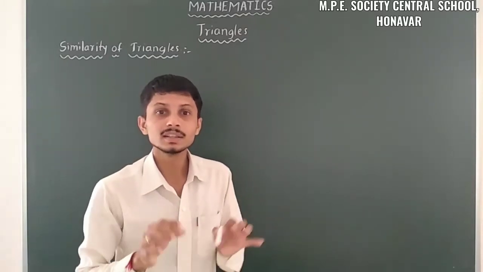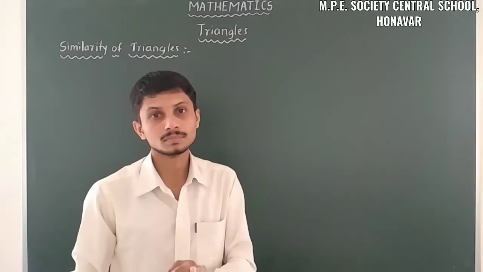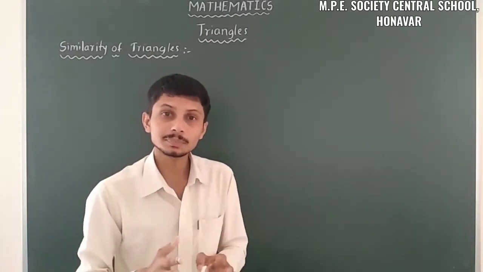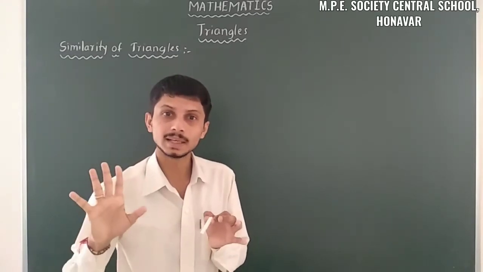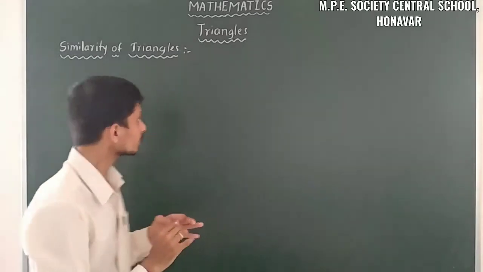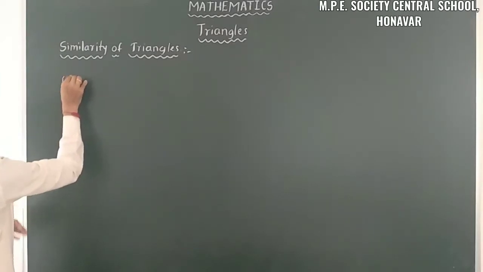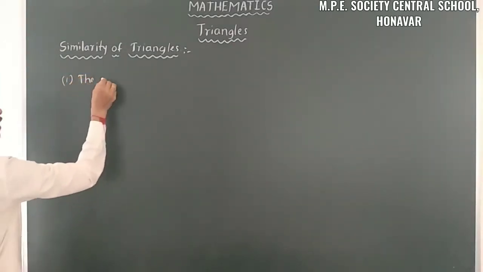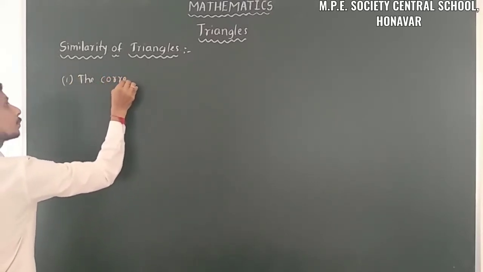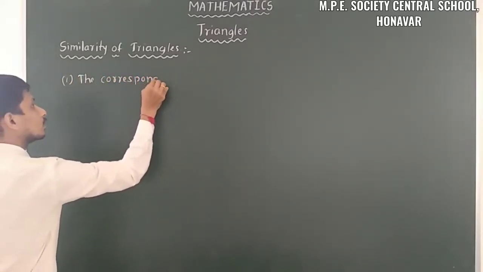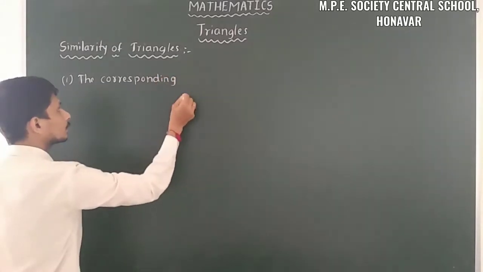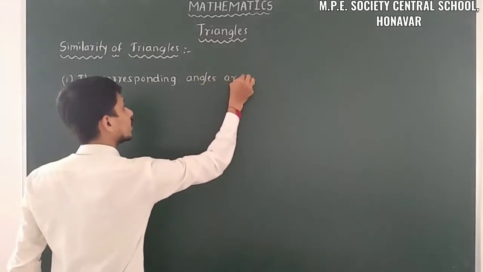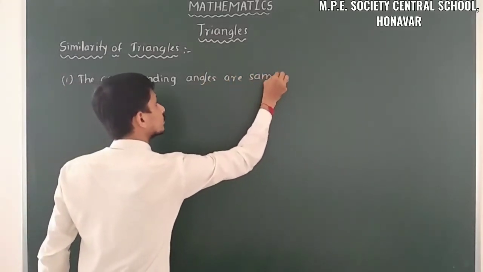Firstly, the corresponding angles are equal. Likewise congruency, in similarity also the corresponding angles must always be the same. So the first criterion is the corresponding angles are the same.